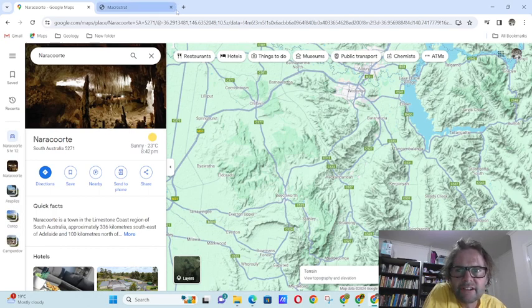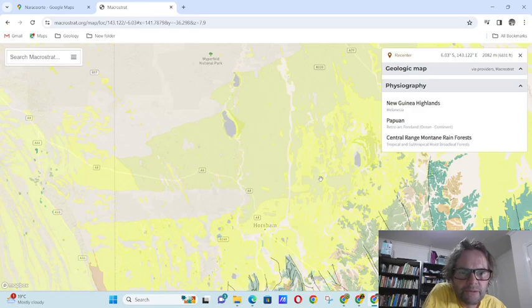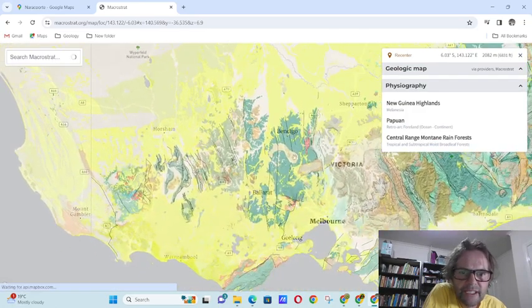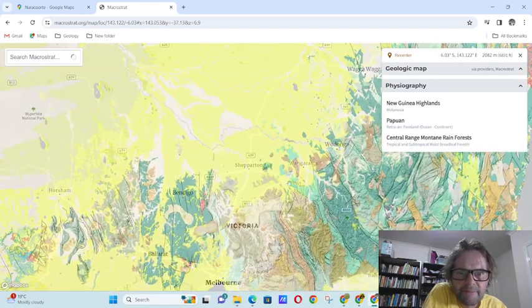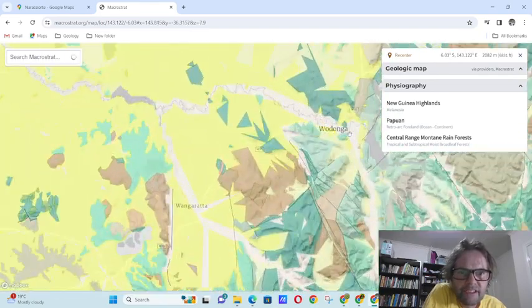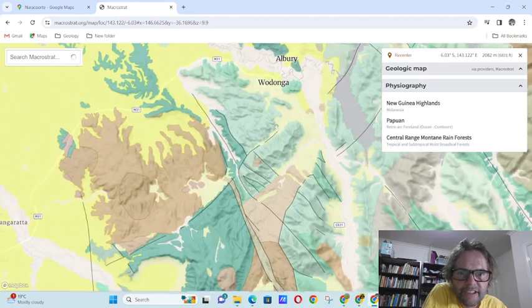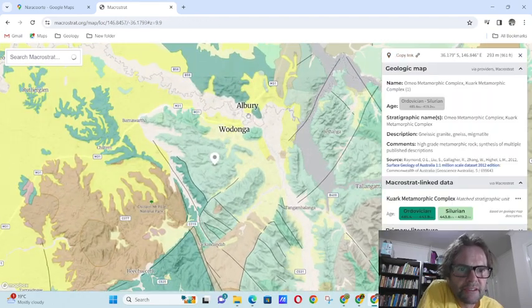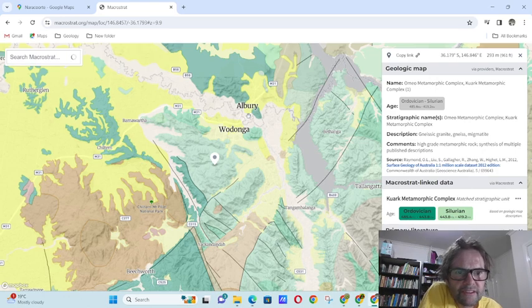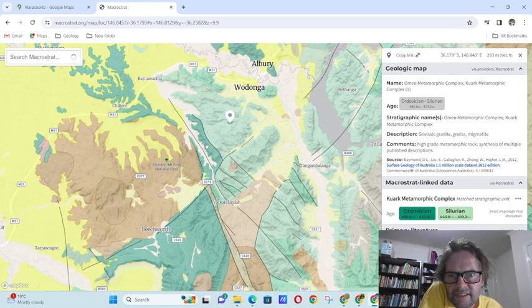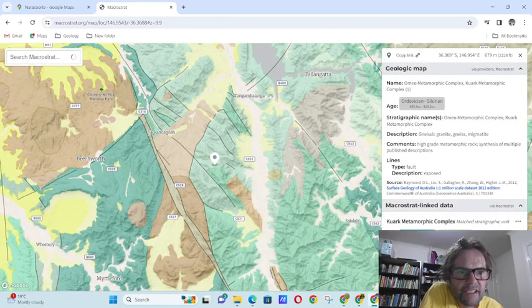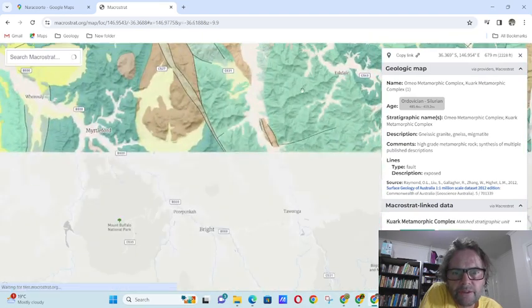If we go to Macrostrat, we can have a look and see. Okay, so if we click on it, Omeo Metamorphic Complex. So that will be nice. And yeah, we have the Omeo Metamorphic Complex.